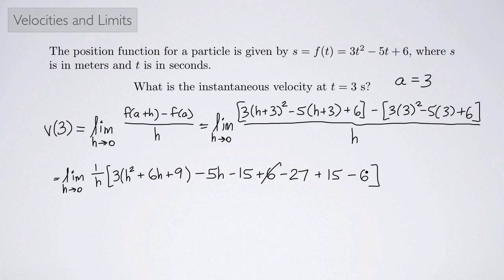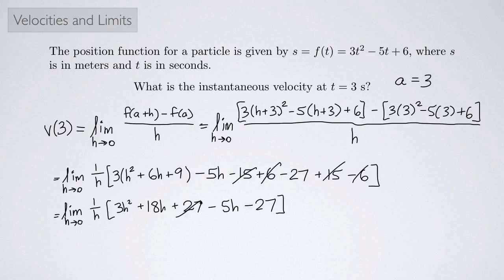And let's see, I have a plus 6 and a minus 6, and I have a minus 15 and a plus 15. Those are going to cancel. And so I have the limit as h approaches 0 of 1 over h times, and then I'm going to have 3h squared plus 18h plus 27 minus 5h minus 27. And the 27s will go away. Now I have an h in every term, so I can divide out an h here.